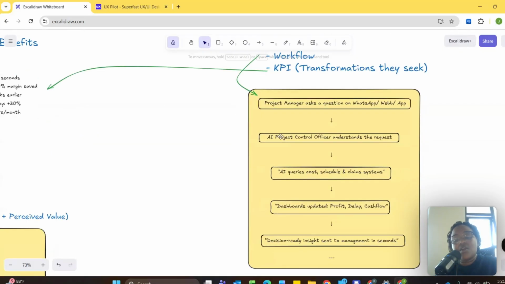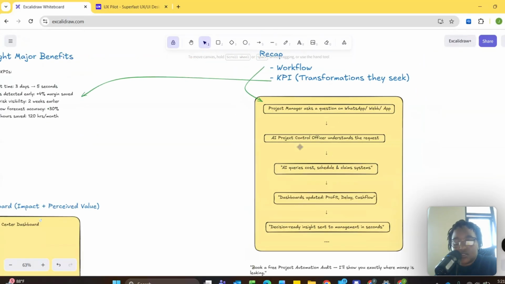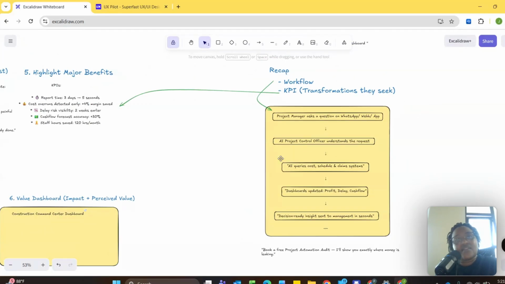So at the end of the day, with the current position that the client is in and the pain points, this is the workflow. You explain to the client the workflow. For example, for our case study, the workflow is: the project manager asks the question, the AI understands and works on the queries, the dashboard is updated, and the decision register is sent to the management in seconds. Also, it's good to recap the KPI. What's the transformation they seek?